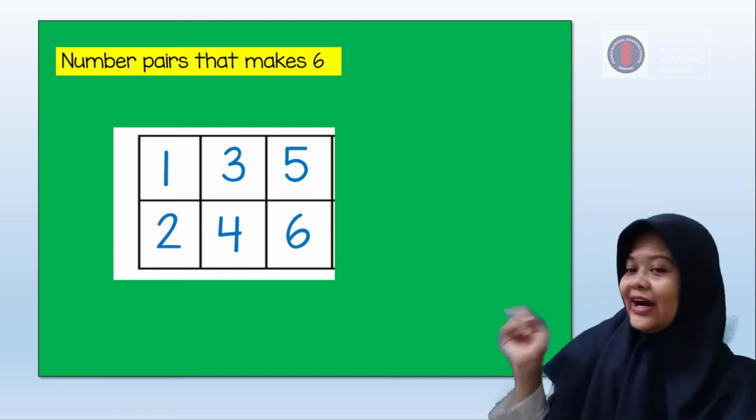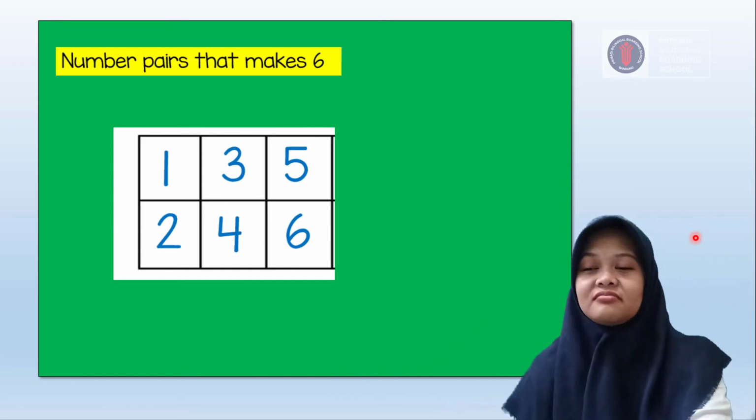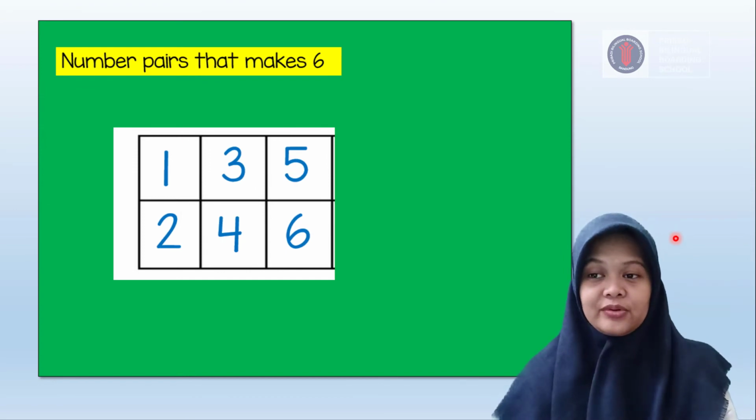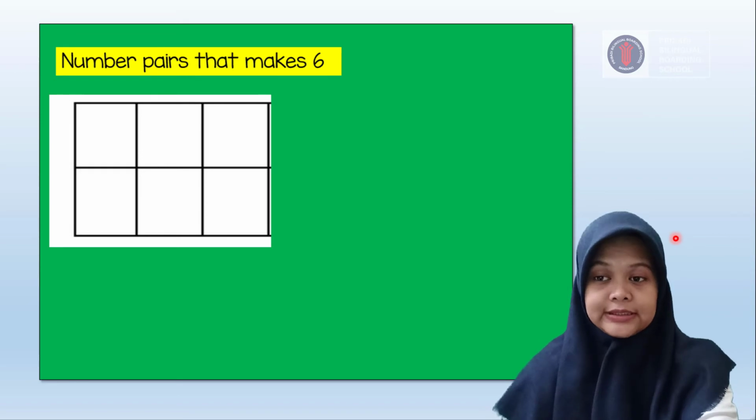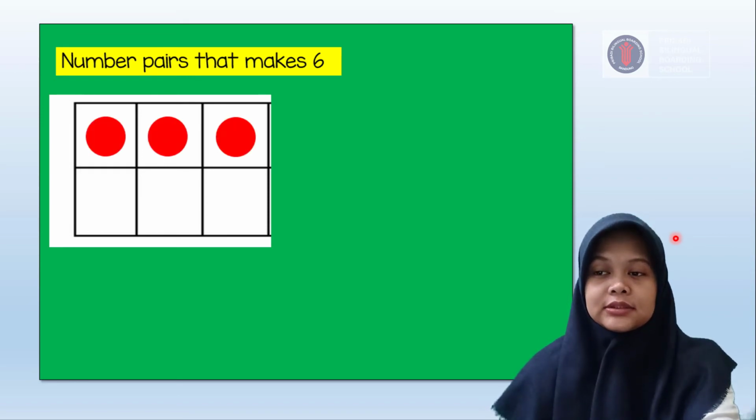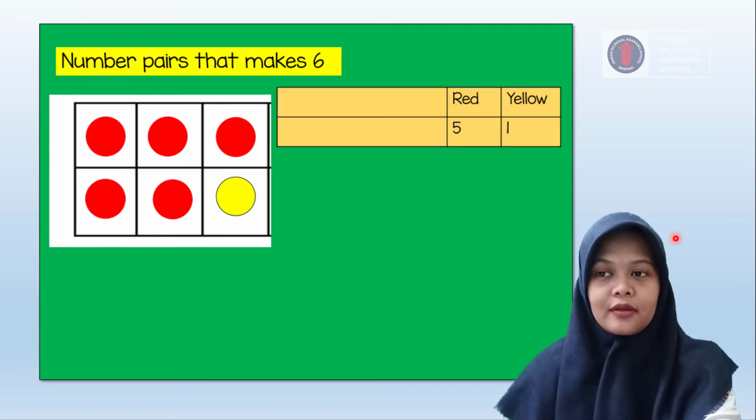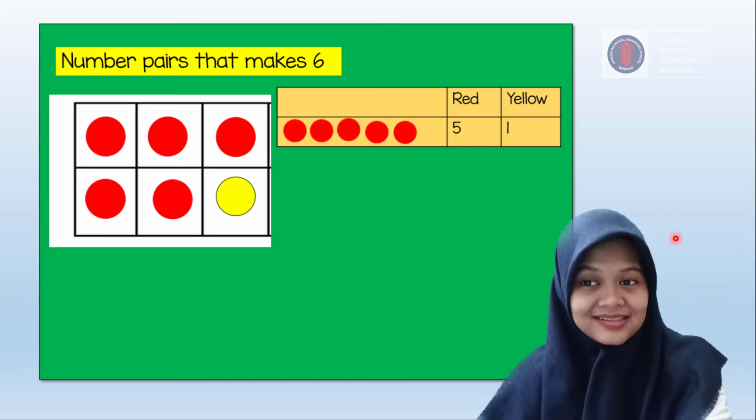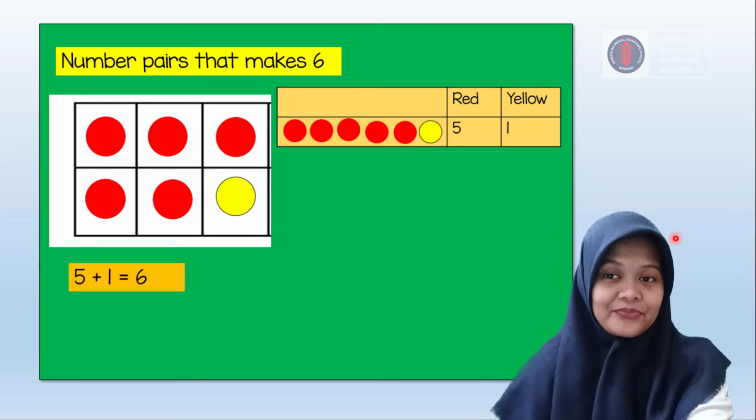Let's find the other number pairs that make 6. This time we use the 6 frame. You may see 1, 2, 3, 4, 5, 6. Number 6. And this one, I will put 5 red dots and 1 yellow dot. So, I can write it down in the table like this. 5 red and 1 yellow.